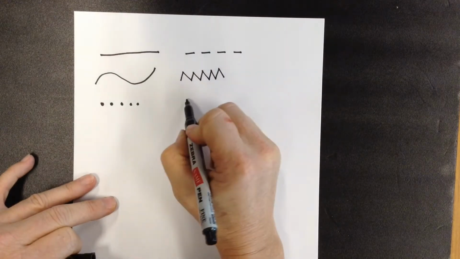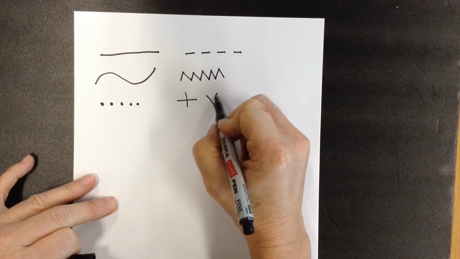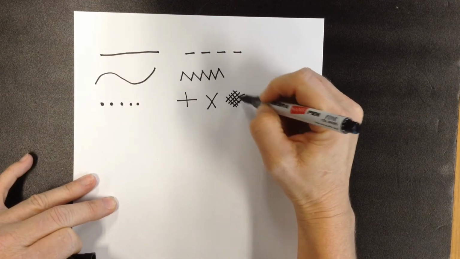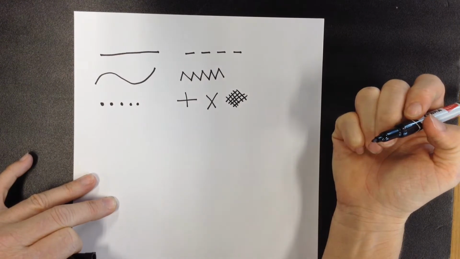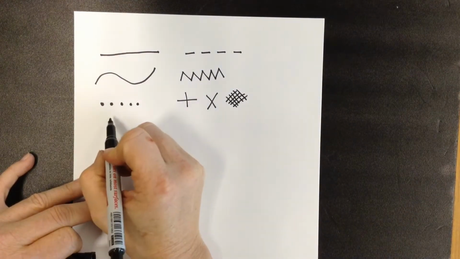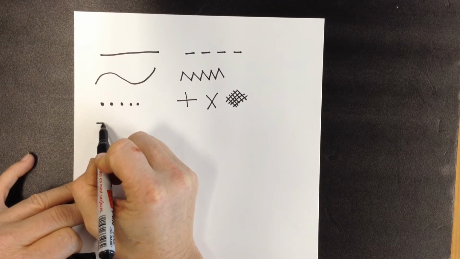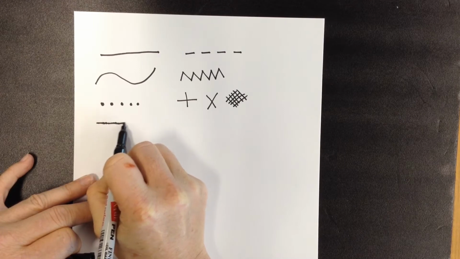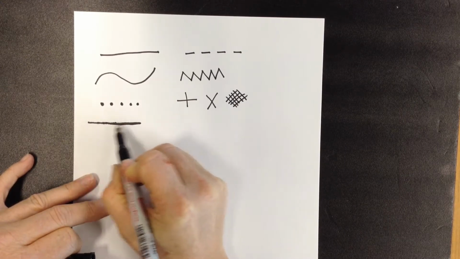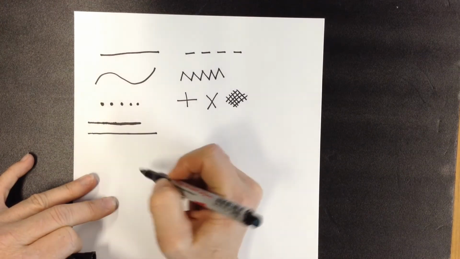Then we have intersecting lines, so we could have lines like that, or some hatch working. We have intersecting lines. Then we've got a variable line, a little bit hard to show with a marker, but a variable line might start off thin and then get thicker and thicker, or it might start off light and then go darker and darker. Again, hard to show with a marker.